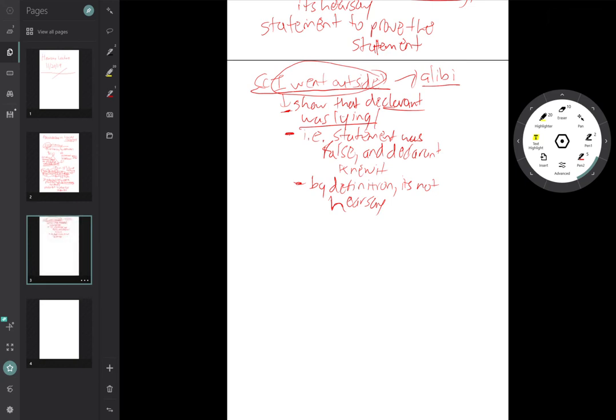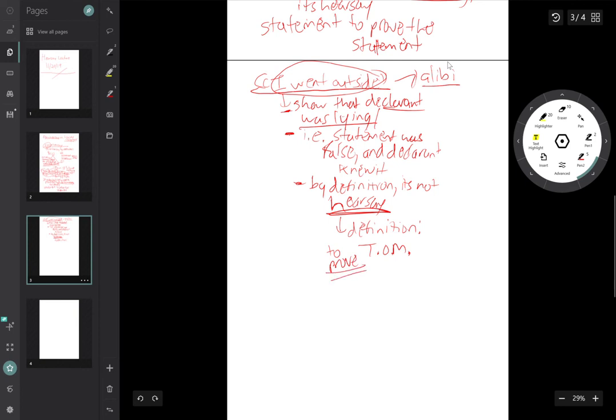So by definition, if it's not being offered for the truth, then it's not hearsay. Why? Because the definition of hearsay, what is it, kids? It's been beat into your heads by now. It's an out-of-court statement offered for the truth of the matter. Another way to think of it is you're offering it to prove the truth of the matter. It's not the case here.